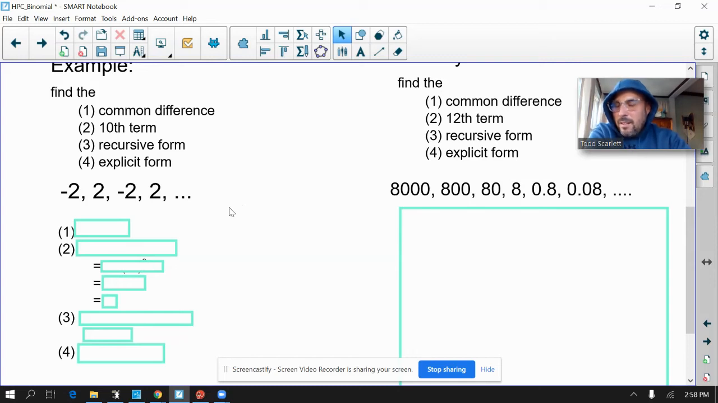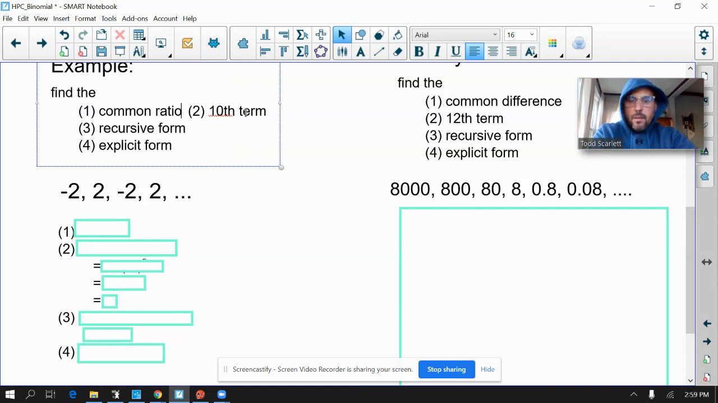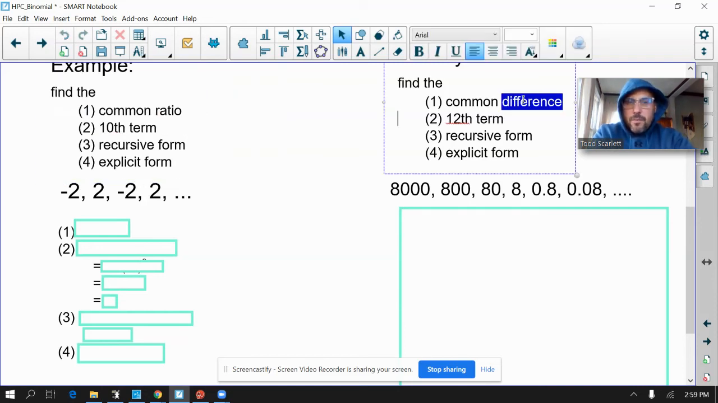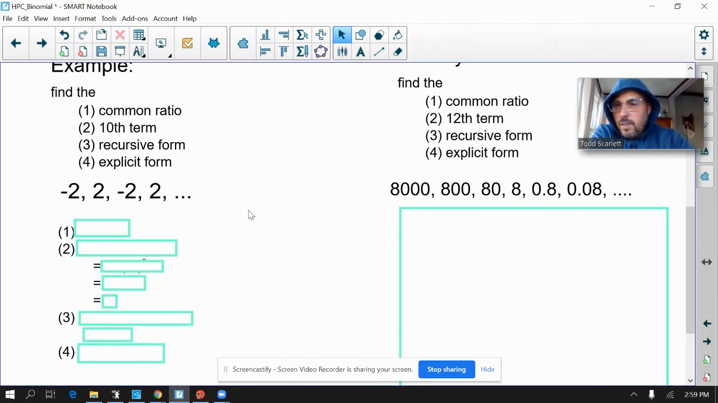Now, are you adding something to get the next term? To get from negative 2 to 2, you could add 4, but if you add 4 again, you should get 6, but you don't. You get negative 2. So it's not arithmetic. It is geometric, but what is the common ratio? It is negative 1. Negative 2 times negative 1 is 2. 2 times negative 1 is negative 2. Negative 2 times negative 1 is positive 2. So that's the common ratio.